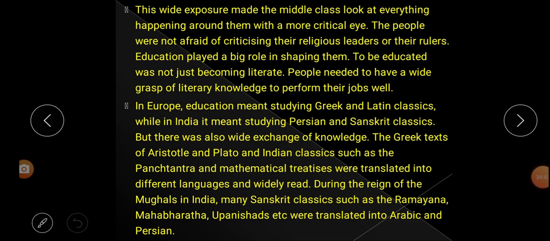Next paragraph. This wide exposure made the middle class look at everything happening around them with a more critical eye. People were not afraid of criticizing their religious leaders for their rules. As people traveled from one place to another, they exchanged ideas. So the people started looking around them more critically. They were not afraid to criticize their religious leaders or their rulers.